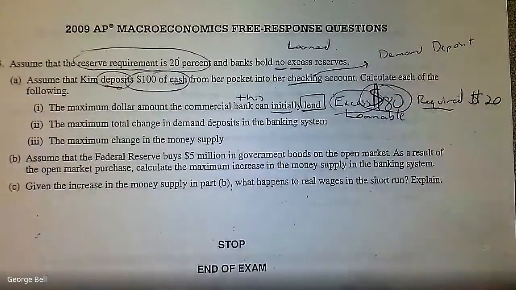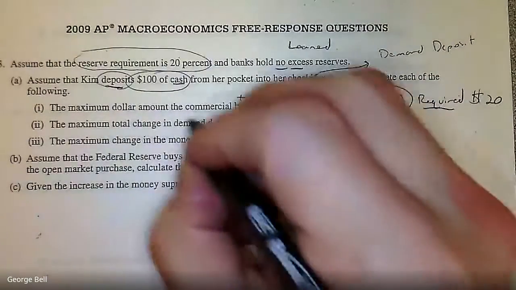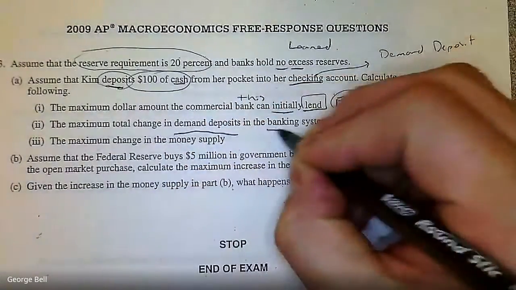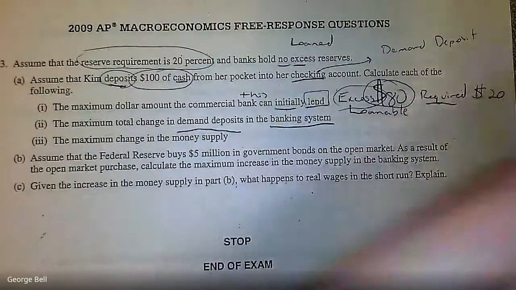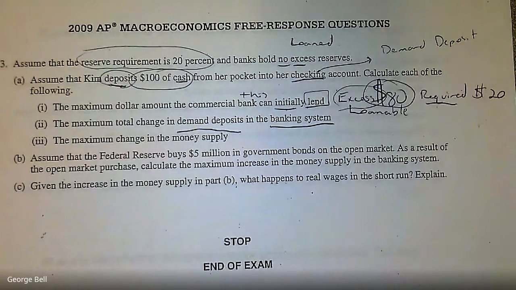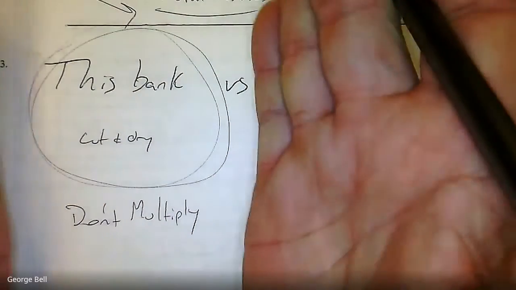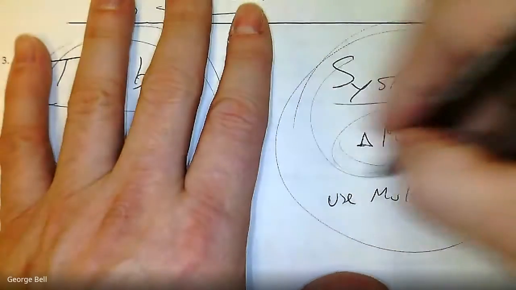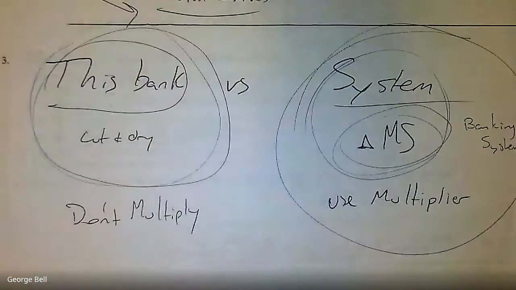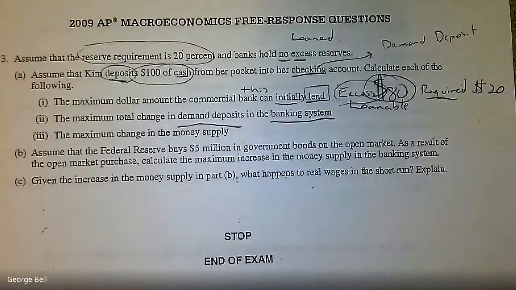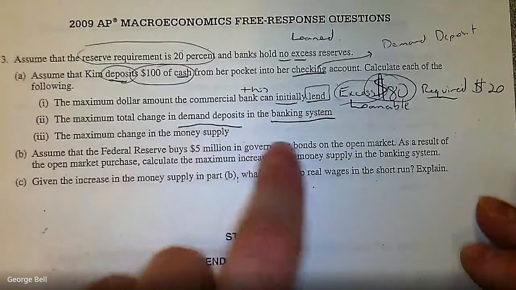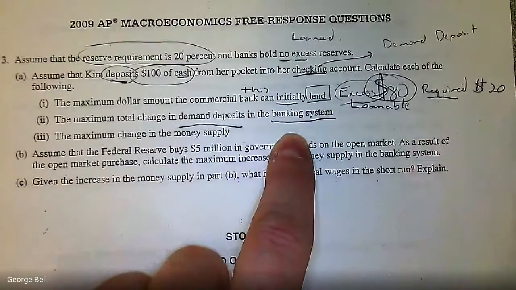So A2 says the maximum total change in demand deposits in the system. When we are talking about the system, that means we have to use the multiplier. This bank means don't multiply. That's very cut and dry. This is a multiplier question because it's talking about the change in the banking system or change in the money supply. So we have to multiply. In order to determine this, we have to find the multiplier.